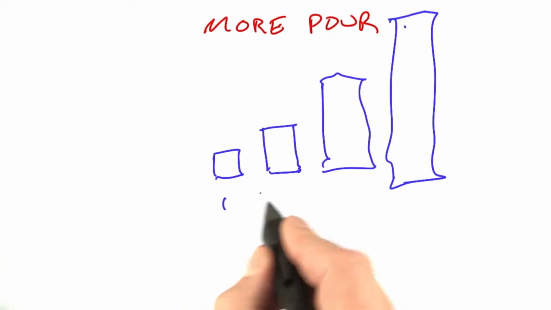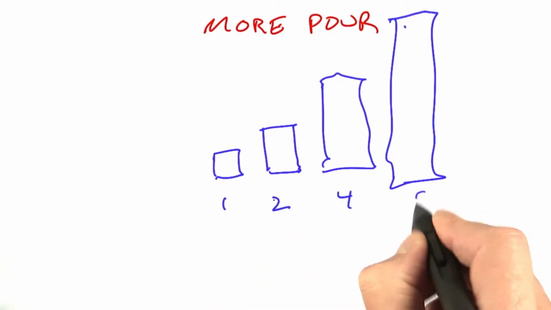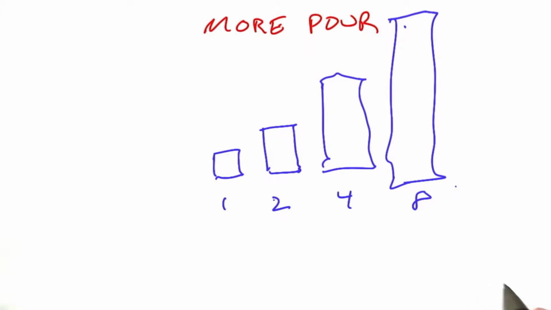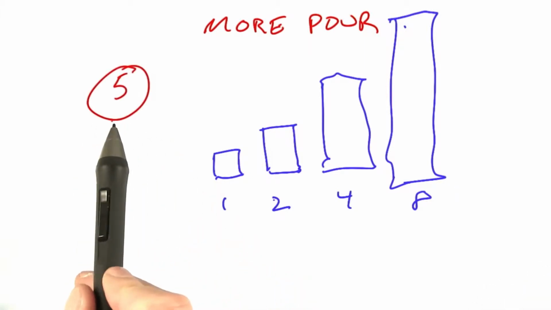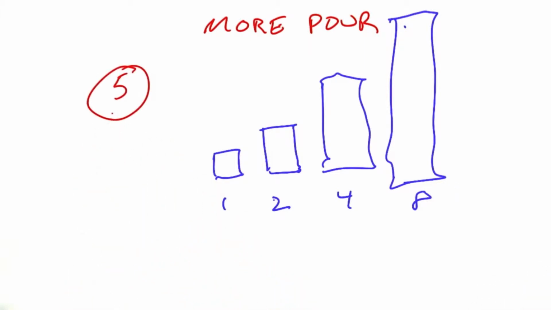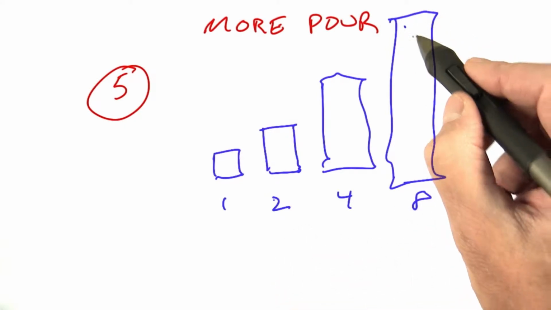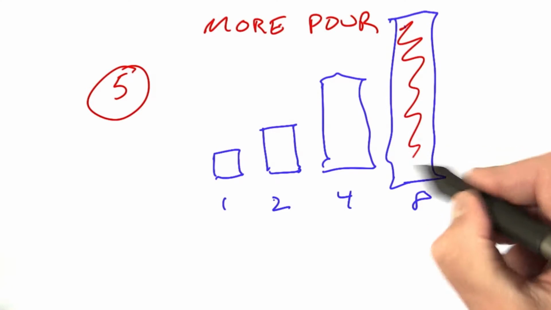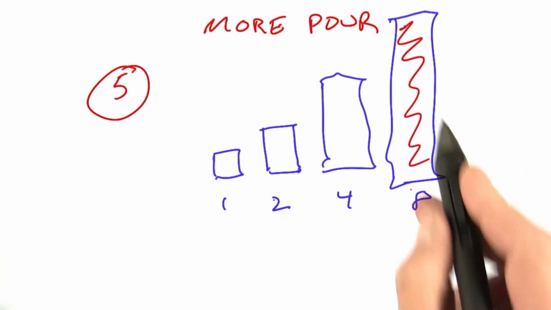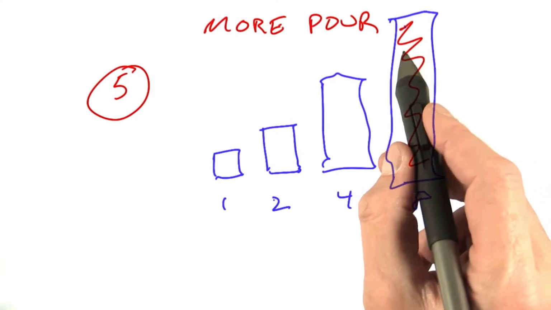Let's say their capacities are 1, 2, 4, and 8. And let's say we set ourselves the goal of having 5 in one of the glasses. How could we achieve that? Well, here's one solution: we could fill up this glass with 8. That would be the first action.